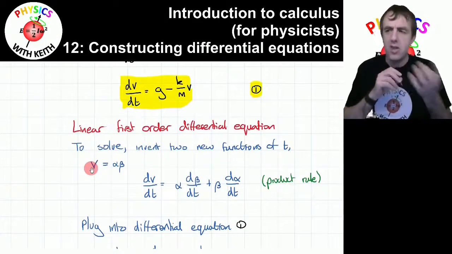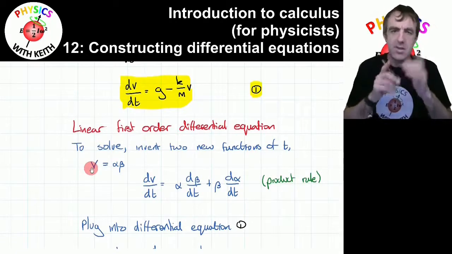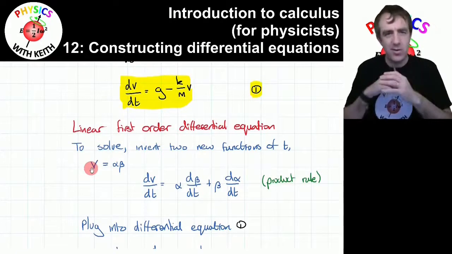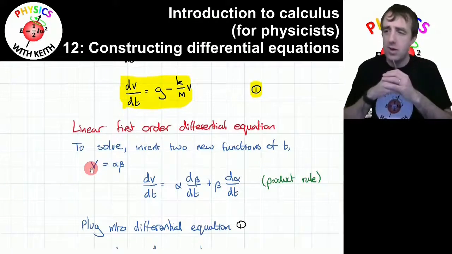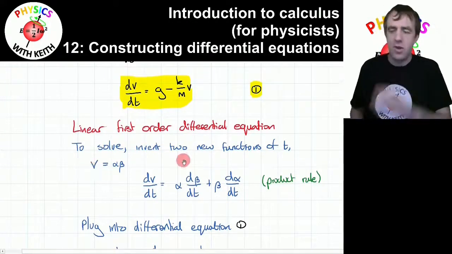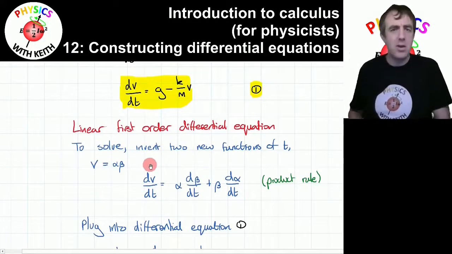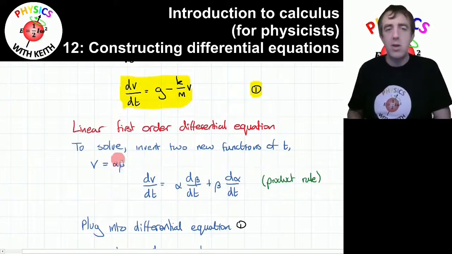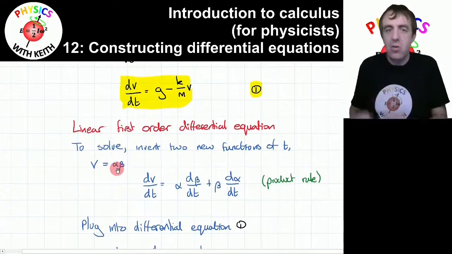So perhaps I should use A and B. But A is my acceleration, so that's no good. And I don't want to use I and J because that could be confused with either unit vectors or imaginary numbers. So I was running out of letters. Maybe I could have used P and Q perhaps. But no, I've decided to go with alpha and beta because I know I haven't used those anywhere in this situation. So don't be spooked by the Greek letters. I just needed two more variables.